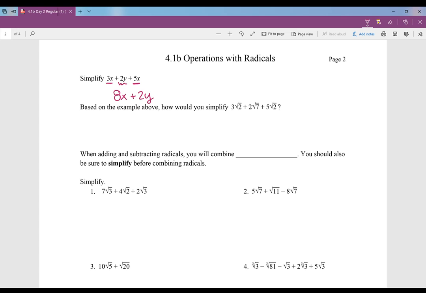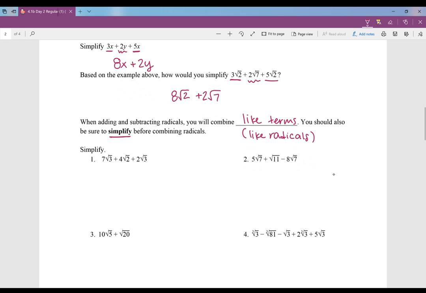Well, if we're basing it on that example, we have our like terms, right? These both have a square root of 2. So we have 3 plus 5 would be 8 root 2. And then our root 7 doesn't have a like term, so that will stay by itself. So when you're adding and subtracting radicals, you're going to combine like terms or like radicals. You should also make sure to simplify before you combine your radicals. That way you can make sure that you're in your simplest form.